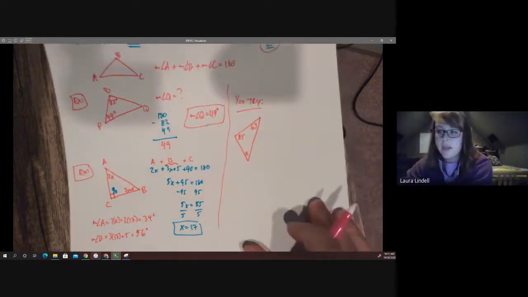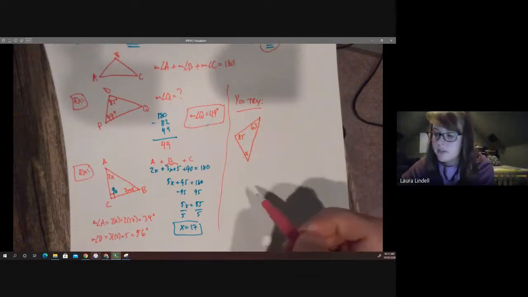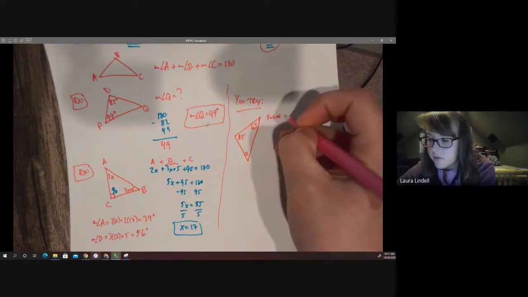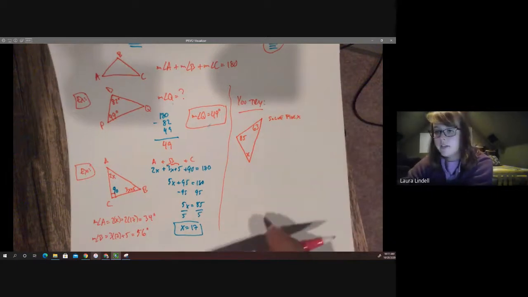Okay, so we have that one angle is 85, the other one is 63, and we're missing x here. Solve for x. Once you think you've got it, type done in the chat.